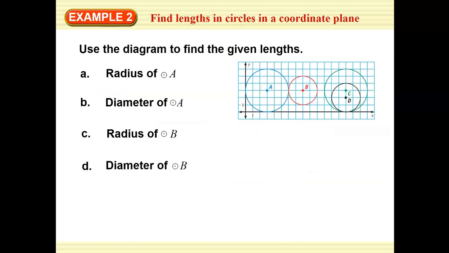All right. So circle A is this one right here. The radius would be from this point to a point on the circle, which in this case is 3. The diameter would then be 6. If you look over here at circle B, this one has a radius of, you can count 2 boxes, so it's a radius of 2, a diameter of 4.